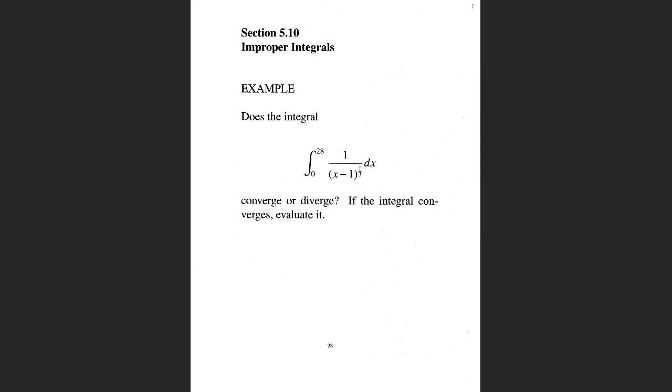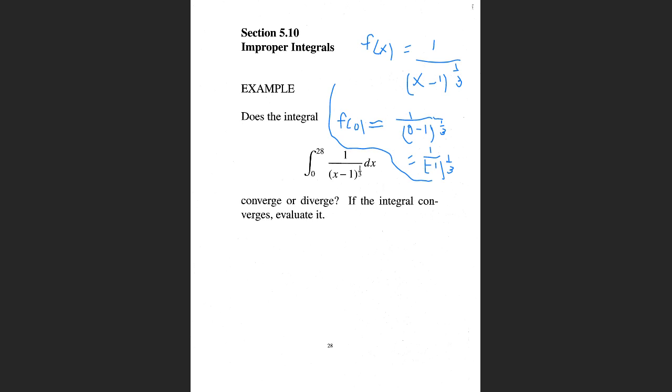If your function is f of x equals 1 over x minus 1 to the third power, and you evaluate f of 0, that would be 1 over 0 minus 1 to the third power, which is 1 over negative 1 to the third. But negative 1 to the third is defined. It's an odd root. That's going to give you negative 1. So it's defined at x equals 0. So x equals 0 and x equals 28 are okay.